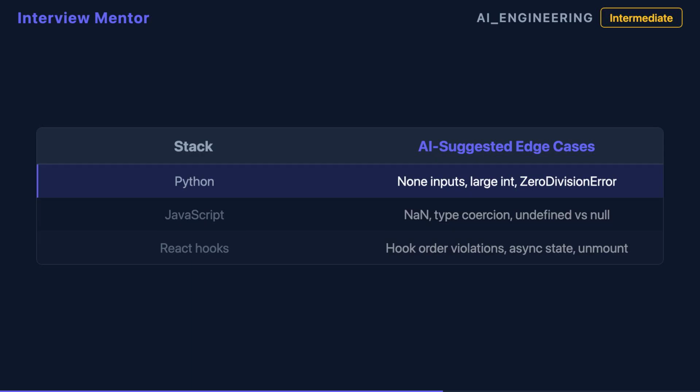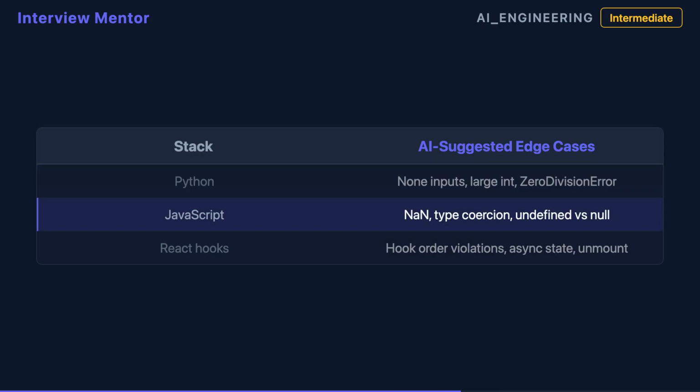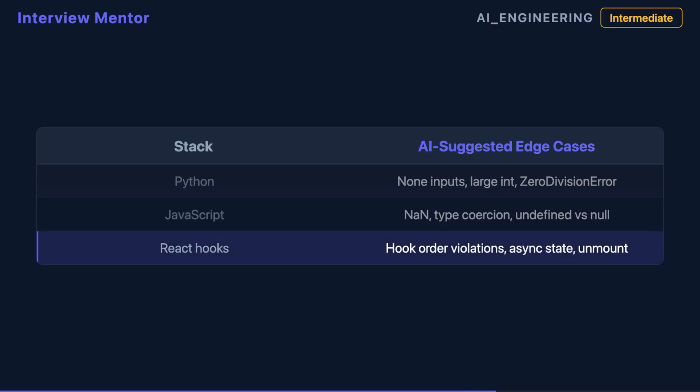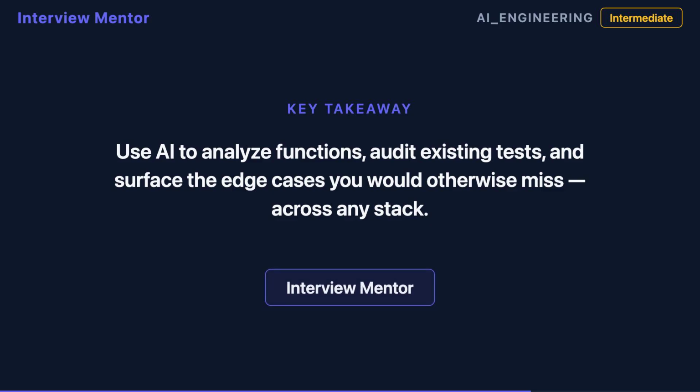It knows about Python's silent large integer handling, JavaScript's type coercion quirks, and React's rules around hook order. So you get edge cases tailored to your specific stack, not just generic testing advice. AI is a powerful thinking partner for edge case discovery. Use it to analyze functions, audit existing tests, and get stack-specific insights.